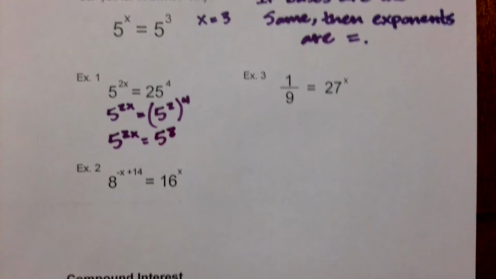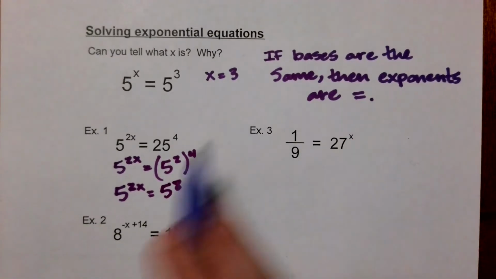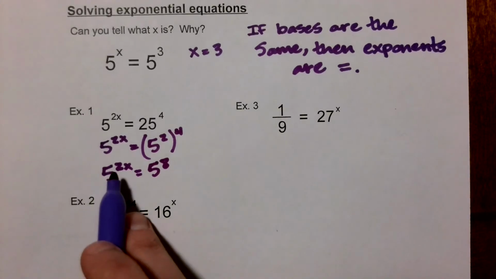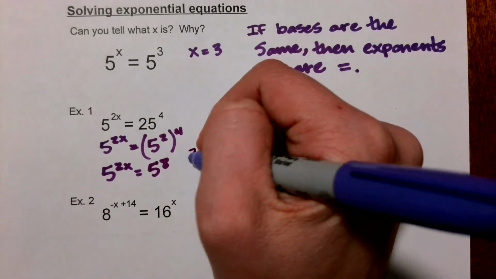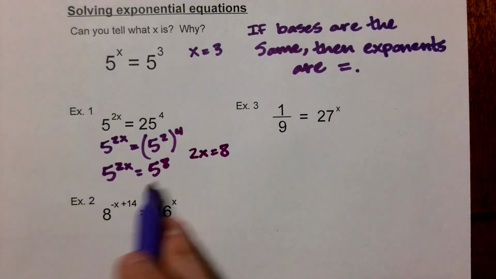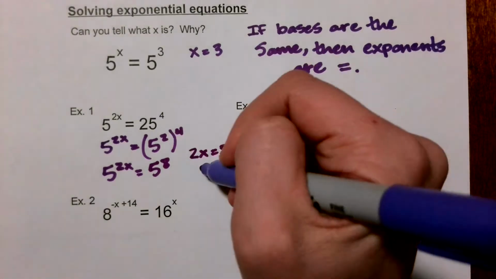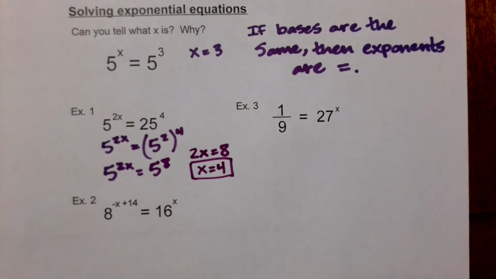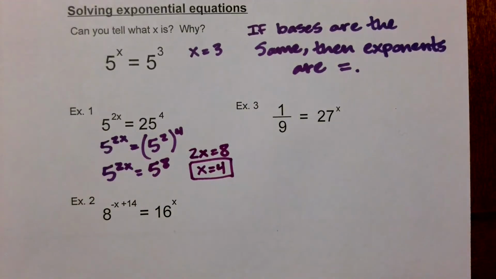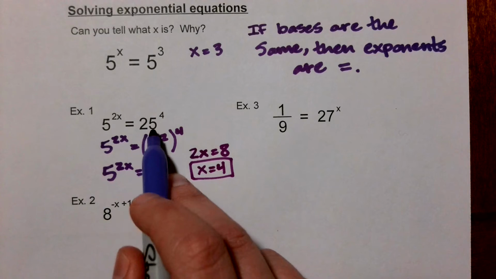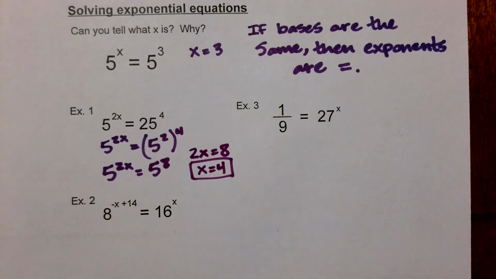And now I can use that logic that we used at the very beginning, that if the bases are the same, the exponents have to be equal to each other. So this isn't necessarily that this is equivalent to 2x equals 8, but it follows from that. So if this is true, then 2x has to equal 8, so x has to equal 4. Very easy to check these with a calculator. Try 5 to the 8th and 25 to the 4th, and you should get the same thing, which makes sense here because that would be 5 being multiplied by itself 8 times. 25 to the 4th is also 5 multiplied by itself 8 times.